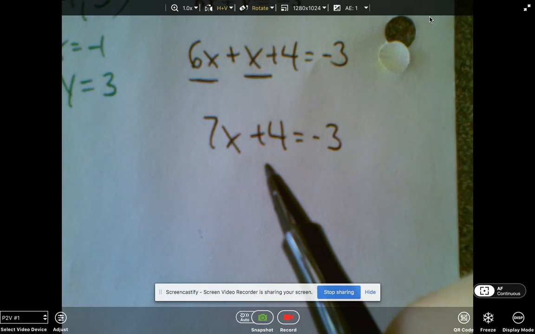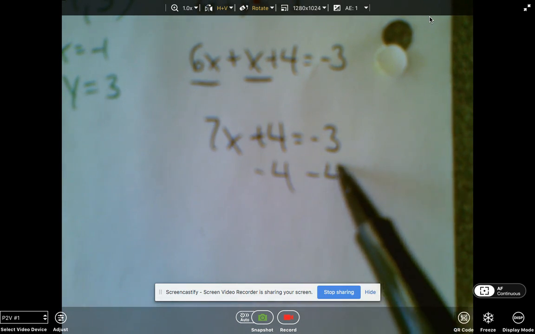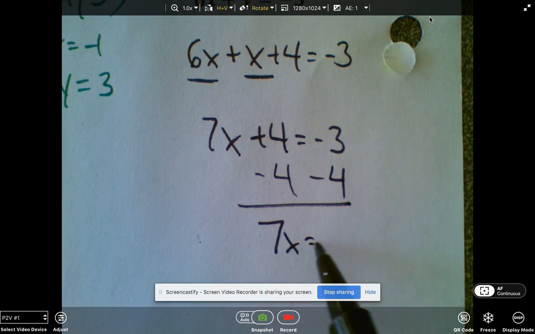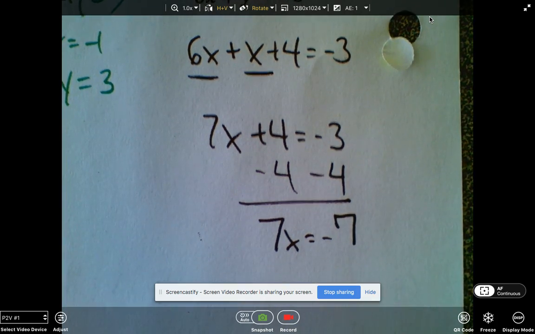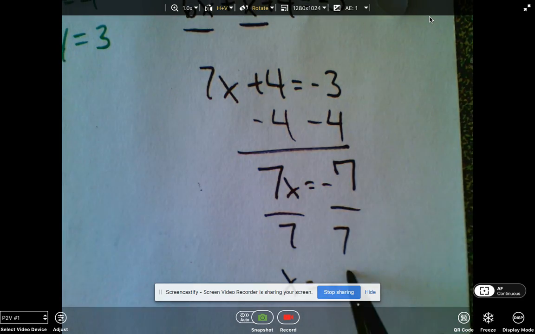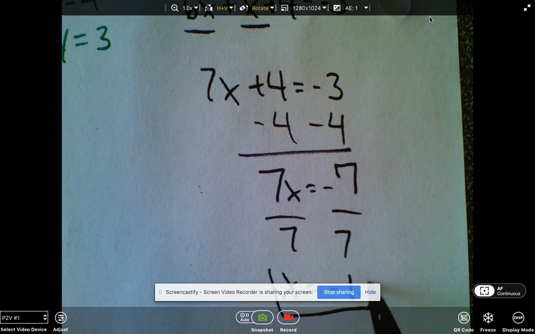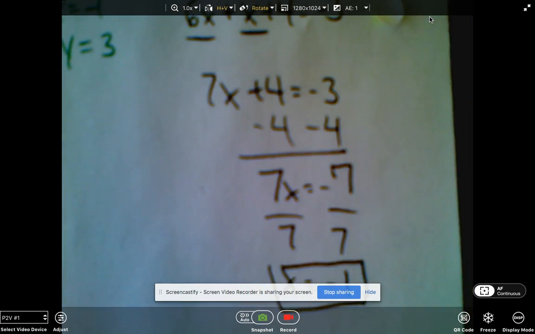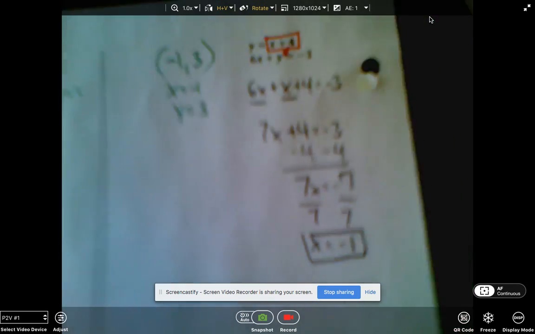What would I do next? Minus 4, minus 4. 7x equals negative 7. Divide each side by 7. Get x equals negative 1. All right, that's exactly what I wanted, because that's what I got when I did it by graphing.